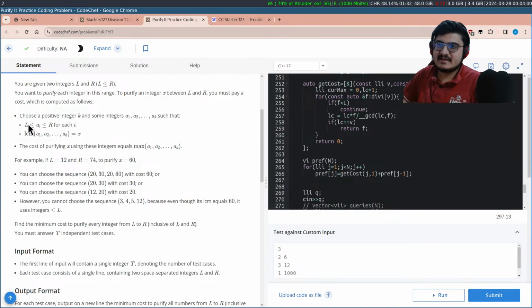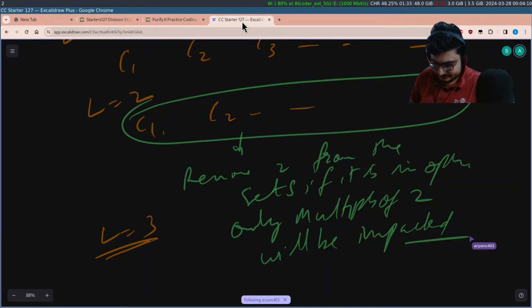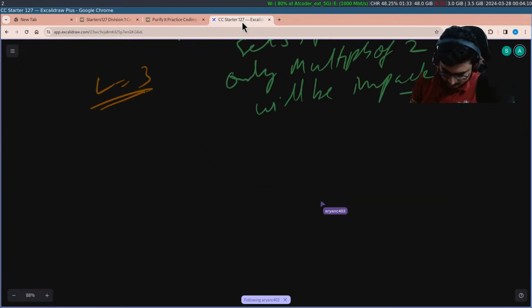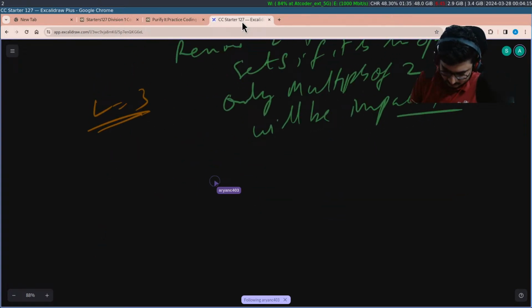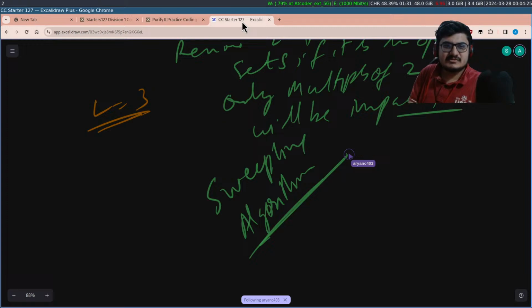Because you see it says A_i is between L to R. So for any number X, when we want to purify it, we can always take X to get whatever cost we have got. And this is known as the sweep line idea. And this was the final approach I needed.